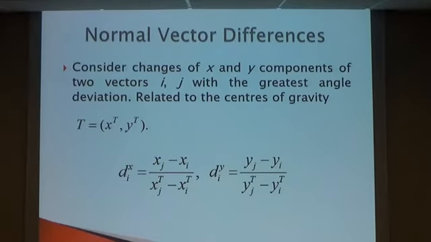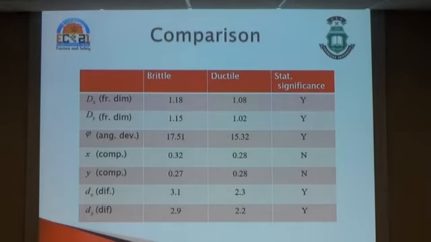So the normal vector is characterized by 5 values, and it was placed in the center of gravity of the triangle. These values are the fractal dimension in the x direction, the fractal dimension in the y direction, the angular deviation, and the x and y components and the differences. Those 4 values are presented in absolute values.